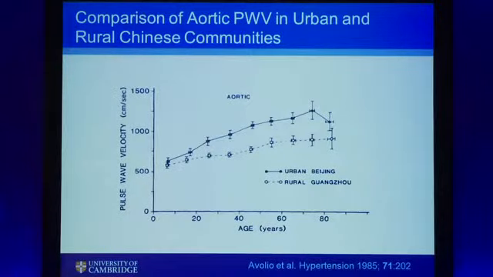But there was an interesting observation by Albert Avolio in the 1980s, where he went to China and looked at people living in an urban environment and a rural environment, and showed that although they start off in youth with pretty similar pulse wave velocity, over the ensuing years there was a divergence in pulse wave velocity between the two populations. And I think this is some of the strongest evidence to suggest that the age-related increase in pulse wave velocity isn't necessarily inevitable. It's not a simple consequence of getting older.